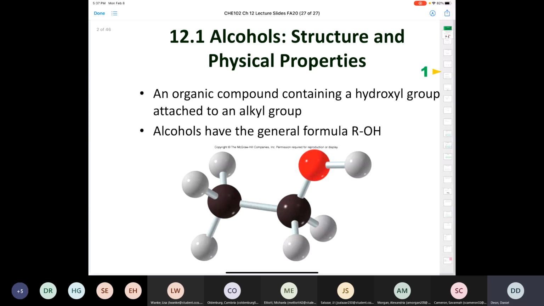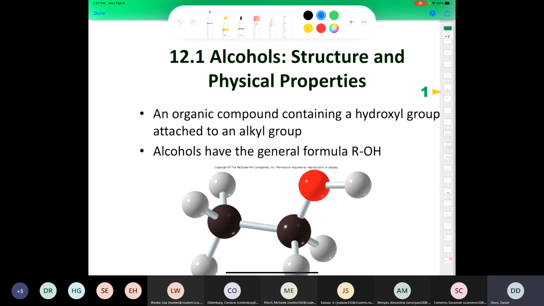So alcohols, I asked you to learn all the functional groups a while ago, and I posted a link on D2L to a video that discussed all the different functional groups. And I said, if you have an R group that has an OH attached to it, we call that an alcohol. But the actual oxygen and hydrogen attached together like this, we call that a hydroxyl. When you hear me say hydroxyl, I'm talking about oxygen and hydrogen bound together.